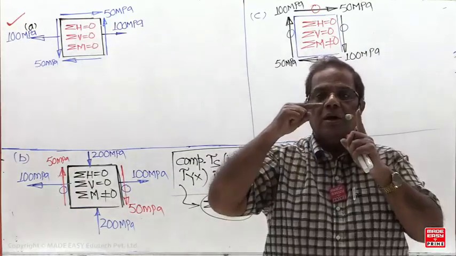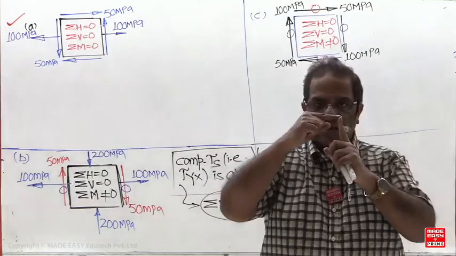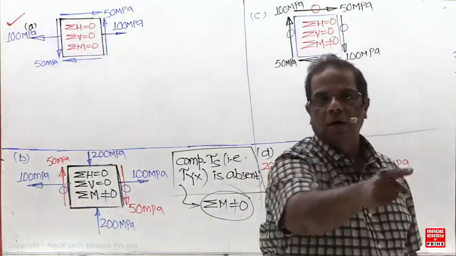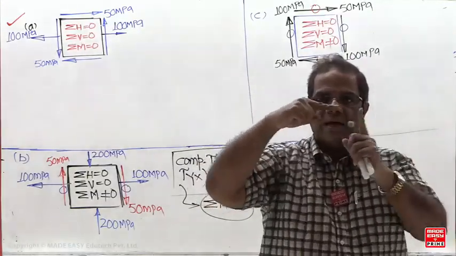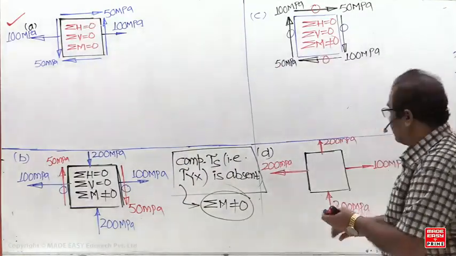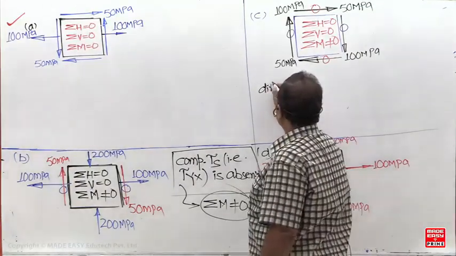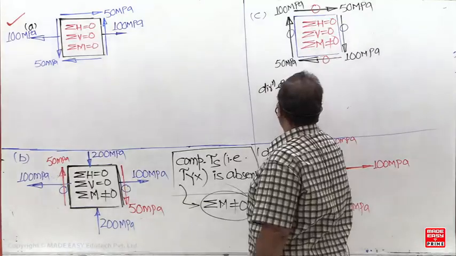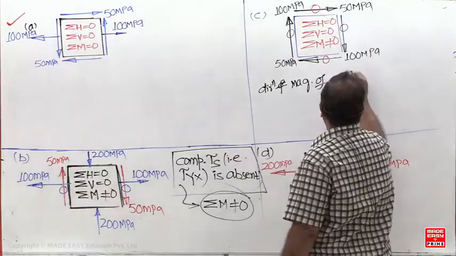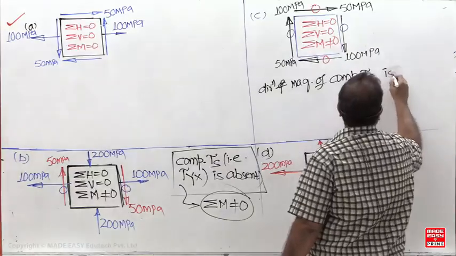How to check that condition? Complementary shear stresses are equal and unlike, which means what you have to do? They should cross, and at the junction only one value. So whenever the sum of the couples should be 0, the complementary shear should cross, and at the junction only one value should be there. So in this case, which is incorrect? Direction and magnitude of the shear stress is incorrect.